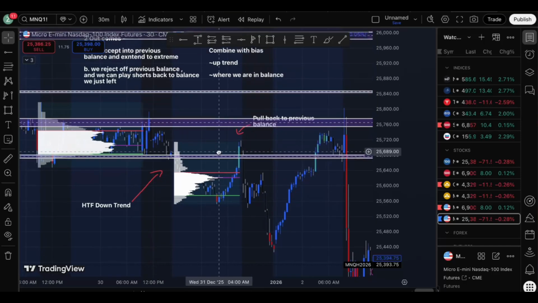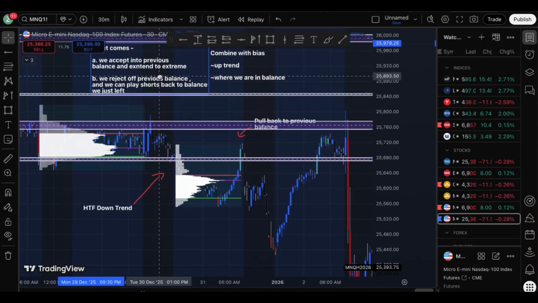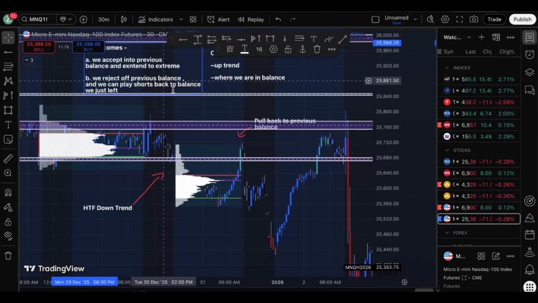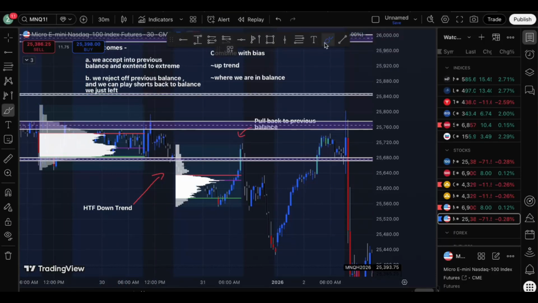So we have two scenarios that could play out here, two outcomes. A, we accept into this balance, previous balance, and extend to extreme. So we could play like this. Boom. I want to play the pullback, and we play it to there. Or it could just extend to the extreme with no pullback.